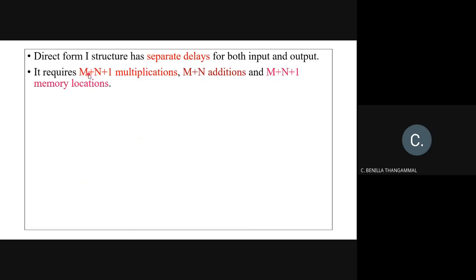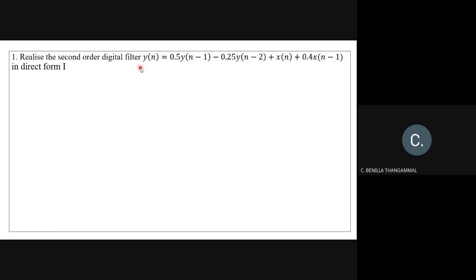So the direct form 1 structures have separate delays for both input and output. It needs m plus n plus 1 multiplications, m plus n additions, and m plus n plus 1 memory locations. Now we can solve one problem here. Realize our second order digital filter y of n equal to 0.5 y of n minus 1 minus 0.25 y of n minus 2 plus x of n plus 0.4 x of n minus 1 in direct form 1.